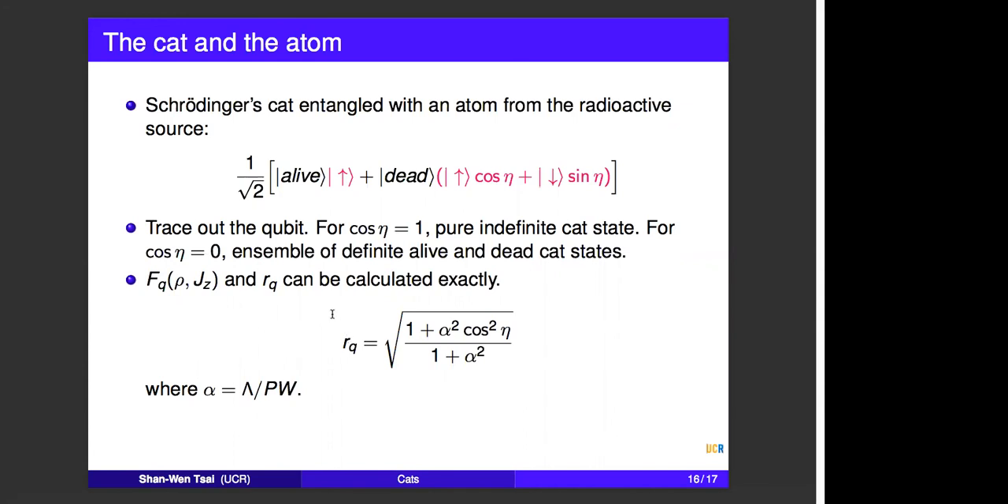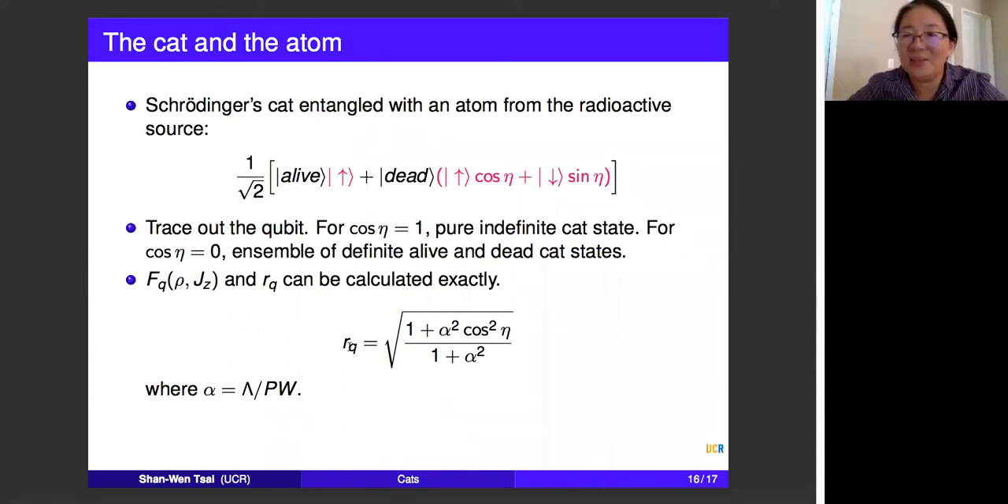So what comes out from this calculation is an expression like this for the quality of indefiniteness. Alpha is a parameter, can be actually written as the extensive difference divided by the peak width. And when cosine of eta is 1, RQ is perfectly 1, so that's a perfect cat. Once you start entangling with this environment, this qubit, then cosine of eta becomes smaller than 1 and RQ becomes smaller than 1. You lose some of the indefiniteness.